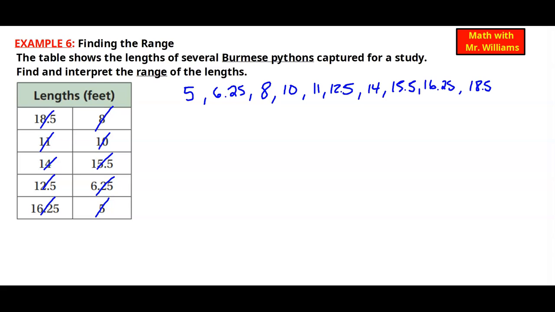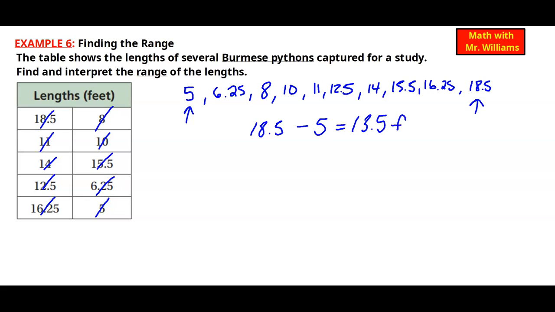Okay, now that we put our numbers in order from least to greatest, we need to find the difference between the greatest value and the least value. So here is our least value, and here is our greatest value. Difference means to subtract them, so we're going to take 18.5 and subtract 5 from it. And 18.5 minus 5 will get us 13.5.